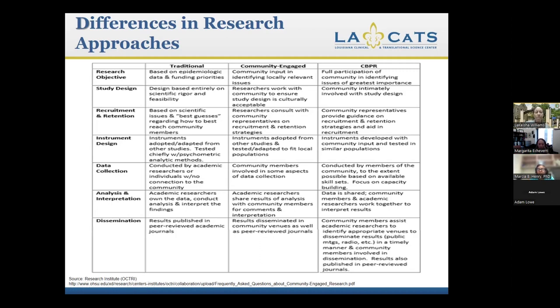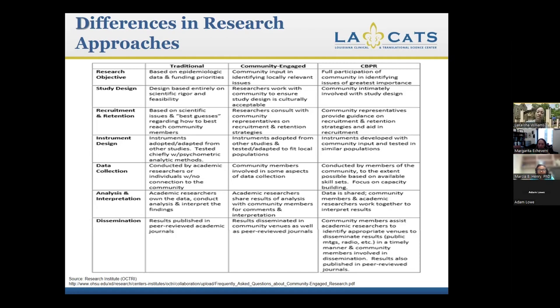When we look at recruitment and retention, specifically for community engaged research, the researchers consult with the community representatives on the recruitment and the retention strategies. So it's not whereas the researcher is coming on the back end, they've already developed the topic, they've already developed the research, they've already developed their strategy of recruitment. That doesn't happen in community engaged research. The goal is that the researcher is coming to that community from the very beginning, before they even think about how they are going to recruit any individuals.